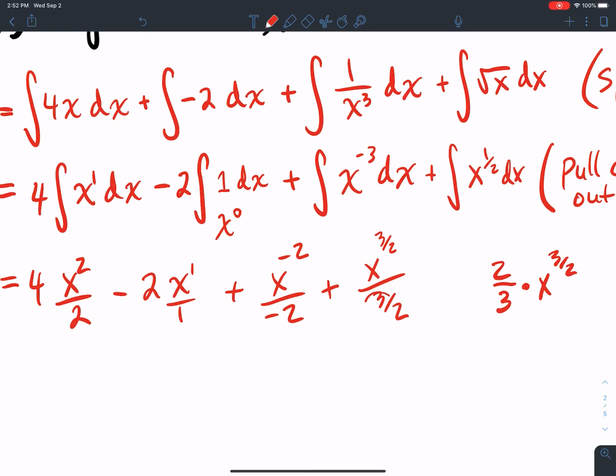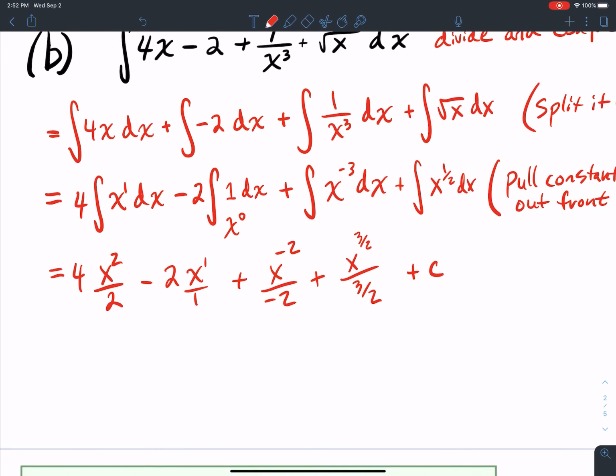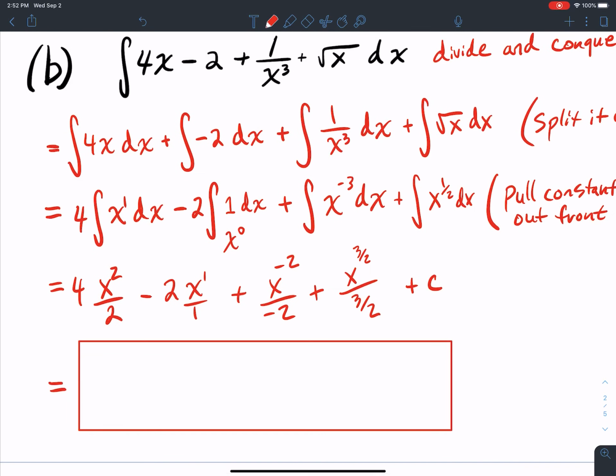So hopefully that doesn't trick you up. Dividing by 3/2 is the same as multiplying by 2/3. Okay, so let's run through that real quick. Simplify this. 4 divided by 2 gets me 2x squared. And then this is just negative 2x. And then I have a negative 1/2. And then the exponent of negative 2, I can flip to the denominator and make it positive x squared.